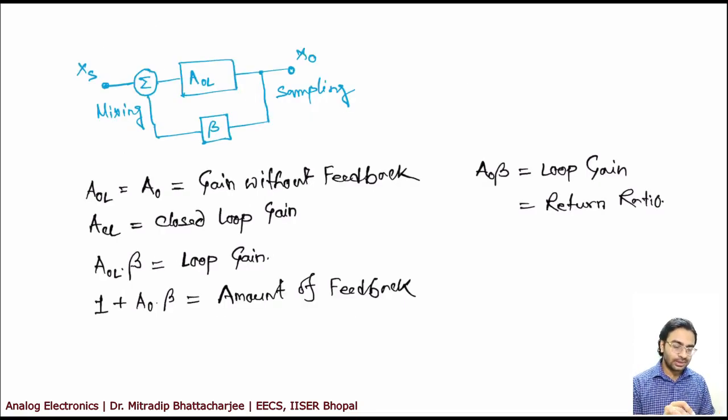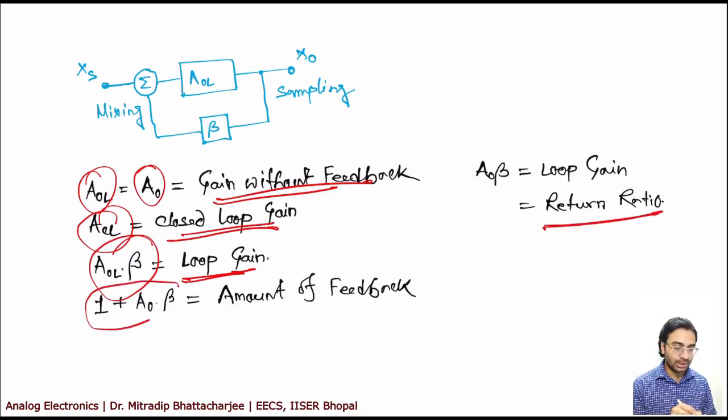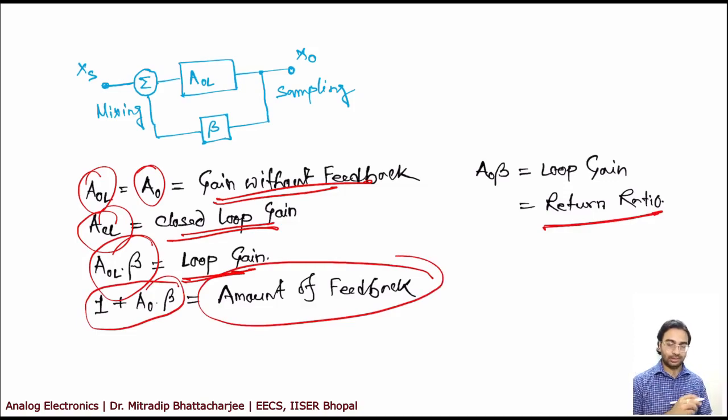Now let us see different terminologies related to feedback. I have already discussed a few. For example, A0L or A0 or AOL is gain without feedback, that means open loop gain. ACL is closed loop gain. A0L beta is loop gain, or sometimes it is known as return ratio. 1 plus A0 beta is the amount of feedback.